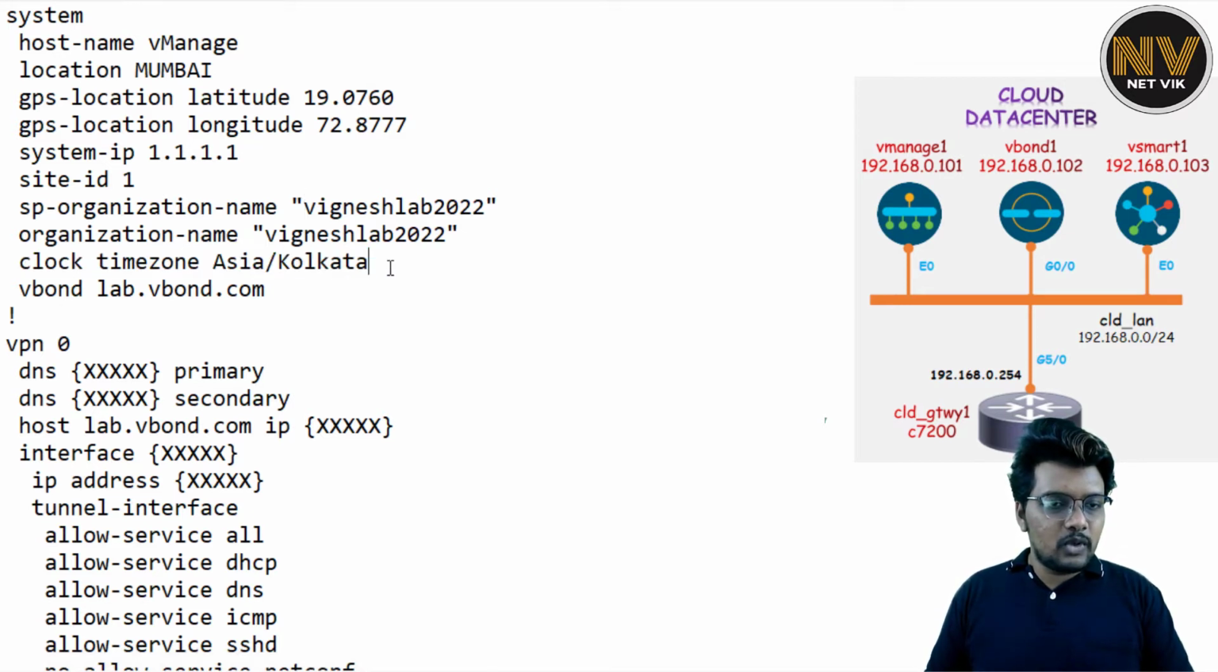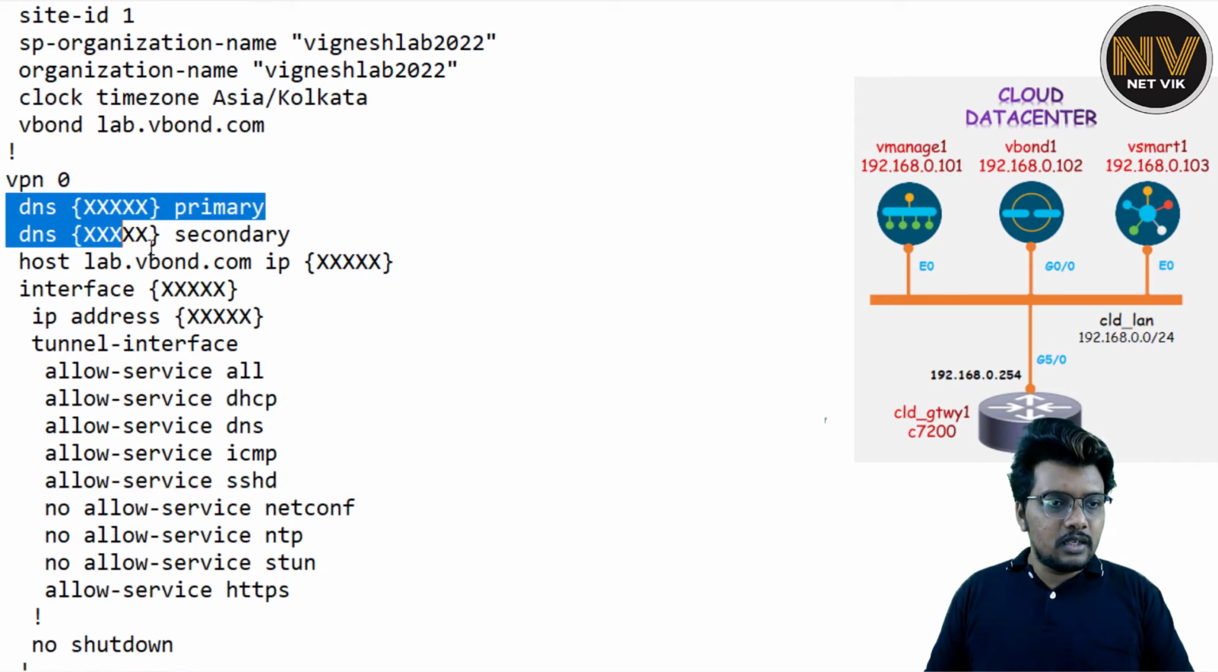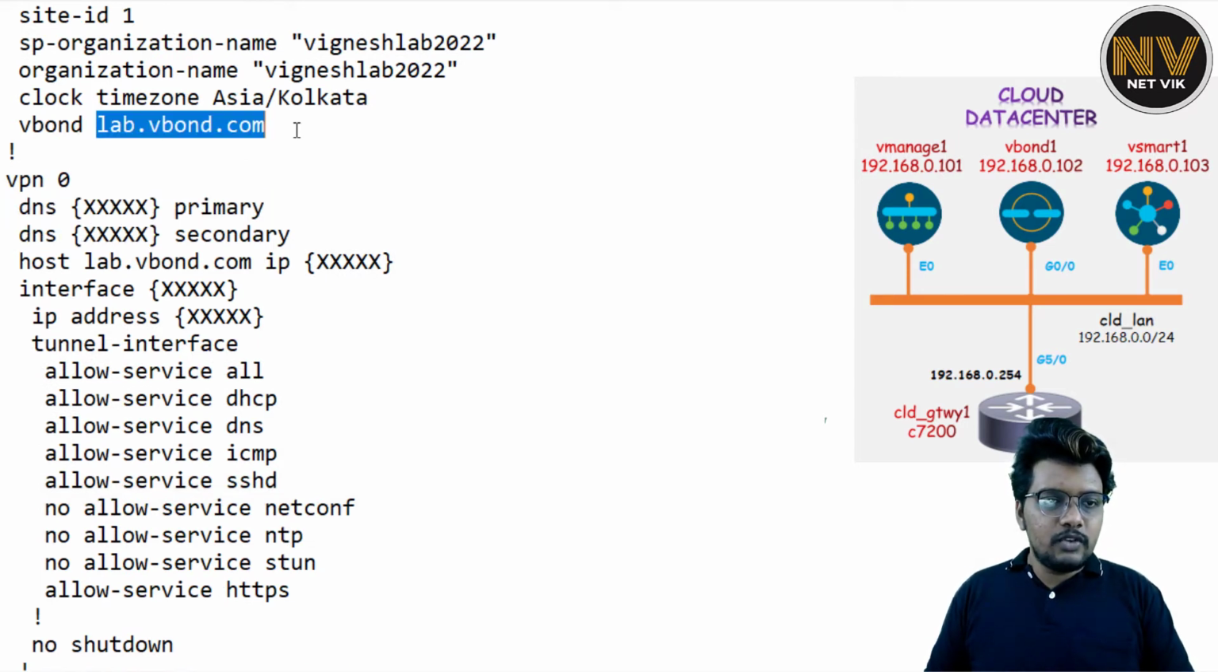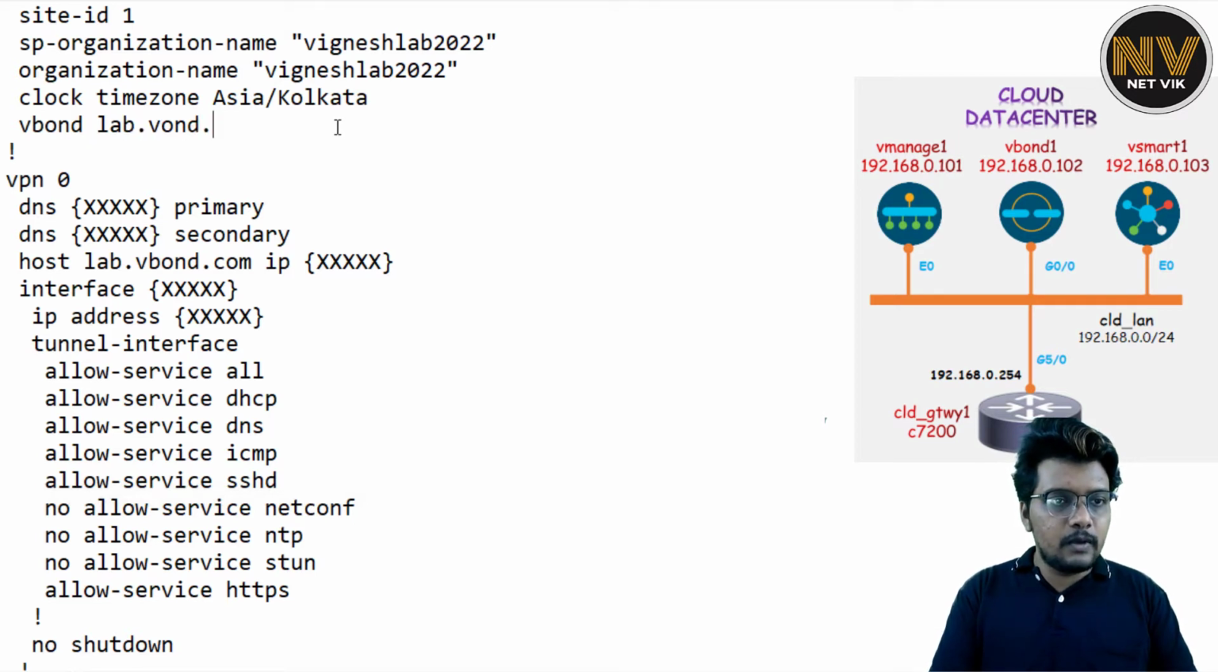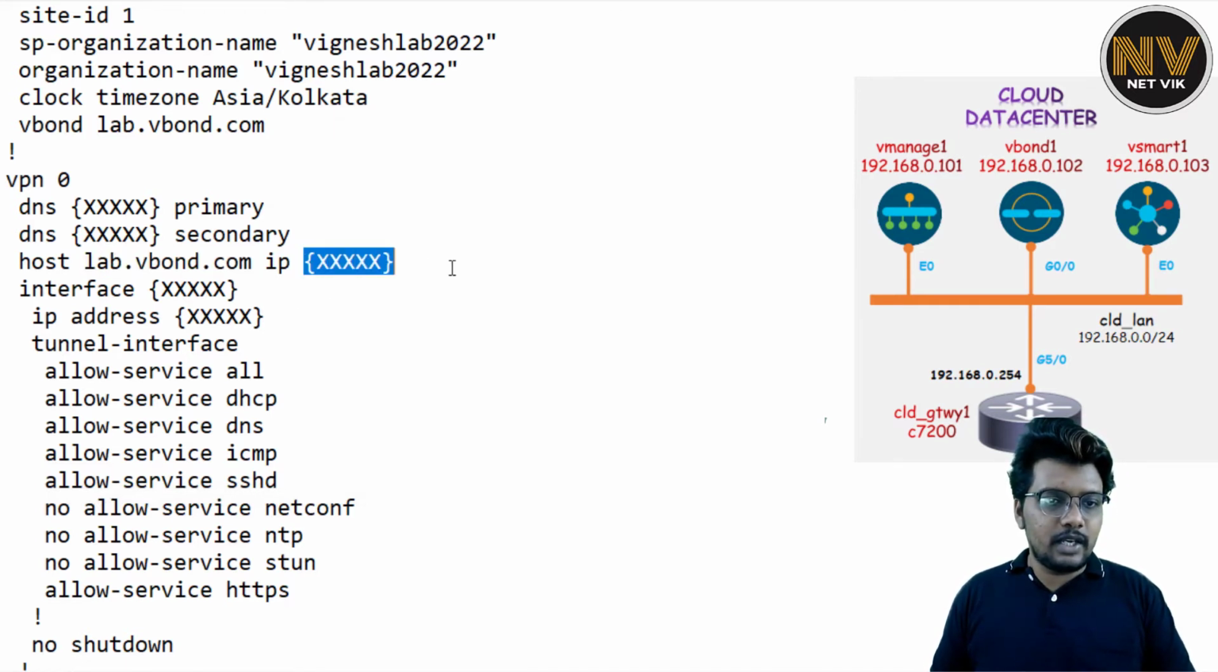And clock time zone, I'm going to keep Asia Kolkata. And vBond, if you see here, either you can give the vBond IP directly. I think I have to look into the diagram. I don't remember the IP which I have planned. So, or we can give a host name like this. Okay, lab.vbond.com, and then follow that up with a host entry where you can actually write the actual IP. Let me find that IP in a minute.